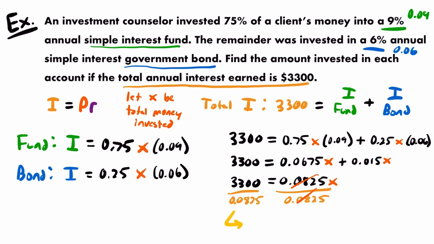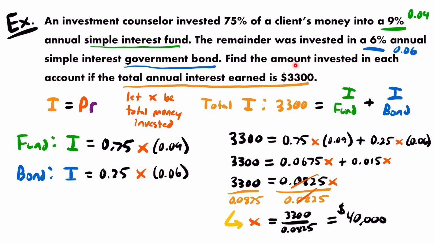All right, so here's what we have. X is equal to 3,300 divided by 0.0825, and putting that into a calculator, you get a value of 40,000. All right, $40,000 is the total amount invested between the two accounts, but that's not our final answer. We need to know how much was invested in each of them, how much went to the fund and how much went to the bond.